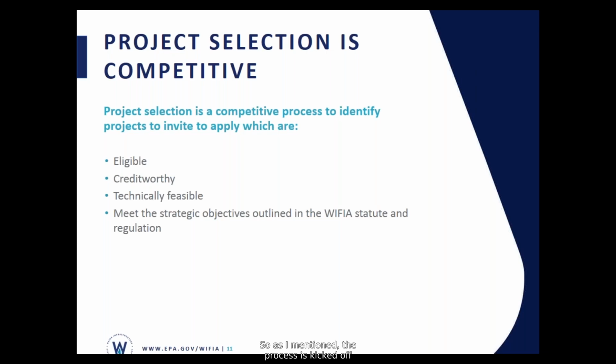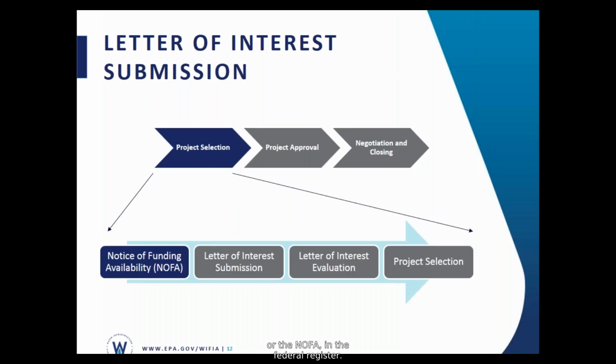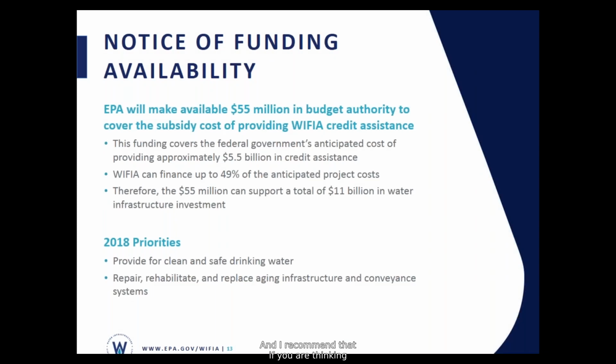So as I mentioned, the process is kicked off by EPA publishing the Notice of Funding Availability, or the NOFA, in the Federal Register. The NOFA is a really important document because it provides key information specific to the funding round, and I recommend that if you are thinking about submitting a letter of interest, that you take a look at it. So it includes how much money is available. As I mentioned, the $55 million appropriation we received in March, and we estimate that we will be able to make about $5.5 billion in loans.